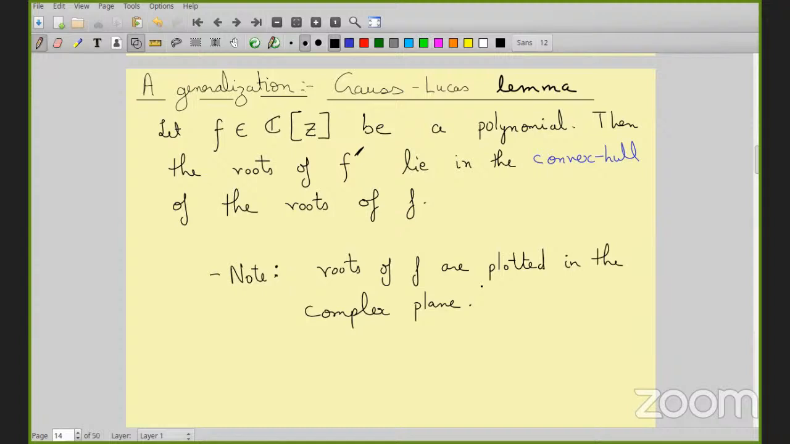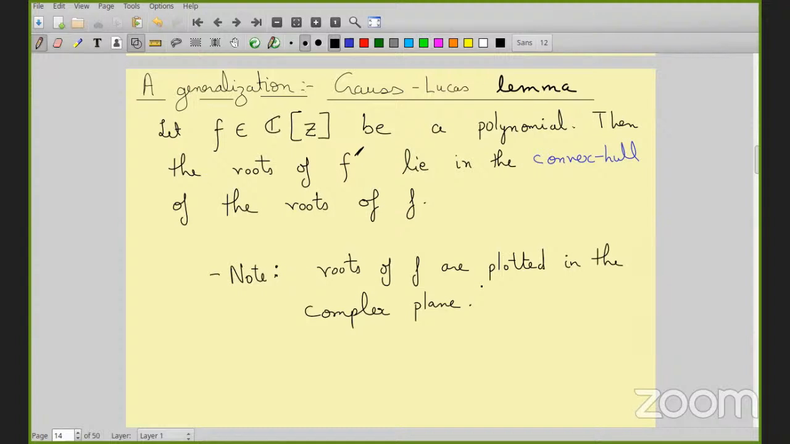So when you say it's a generalization of what? It implies, for example, Rolle's theorem immediately, right? Because if I have a real rooted f, what is the convex hull? It tells me that all the roots of f prime have to lie in the convex hull of the roots of f. But if all the roots of f are on the real line, the convex hull is also in the real line. Sure. So that's what you mean, it's a generalization of Rolle's theorem.